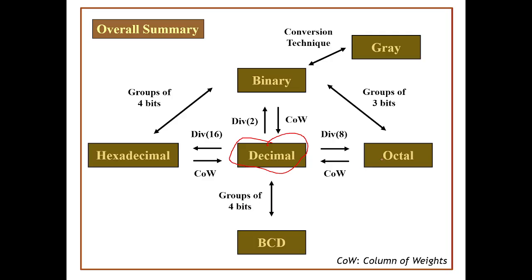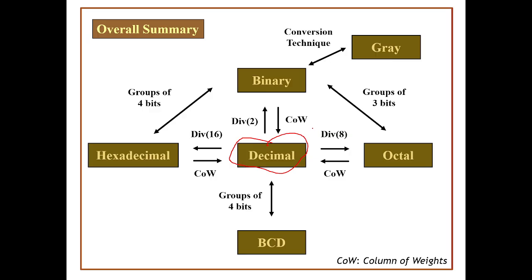Okay, octal division by 8, and then from octal to binary, column of weight, we have to multiply. Hexadecimal to binary, we have to group 4 bits, and then from binary to octal, group 3 bits, and then the last one we observe is the conversion technique, by comparing same or not same, do the conversion. Okay, this is the overall summary that we discussed in today's class.